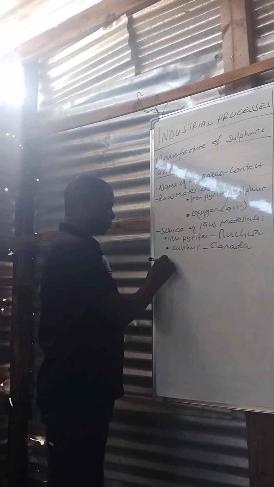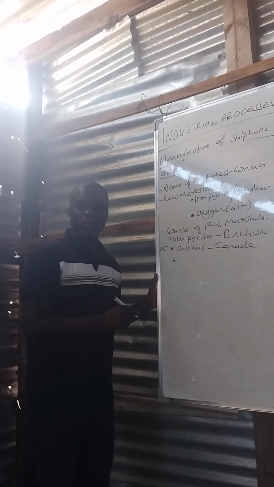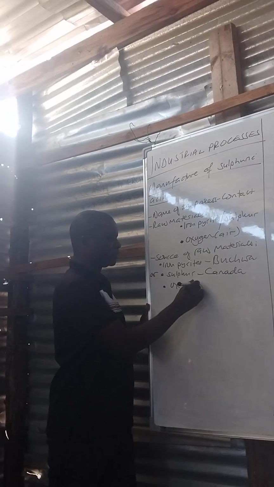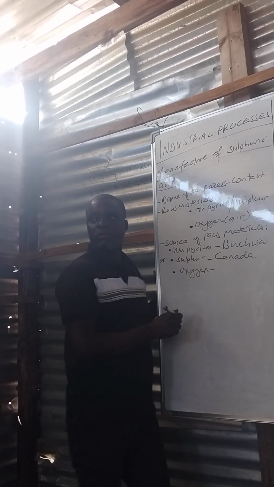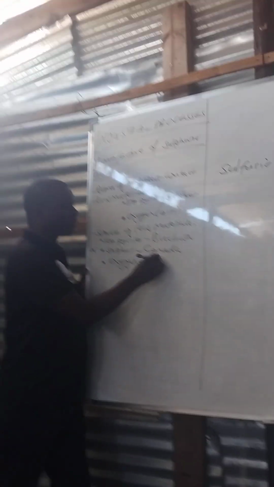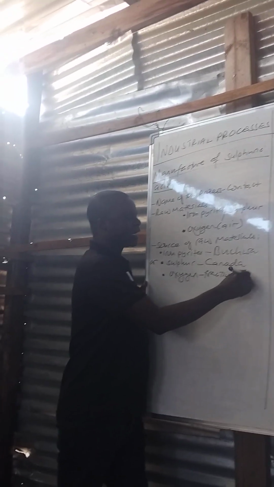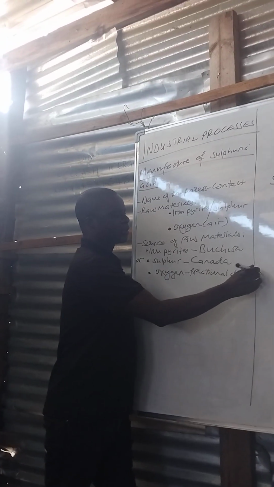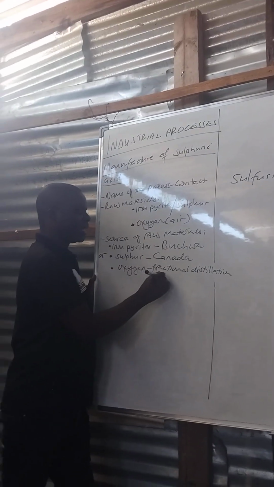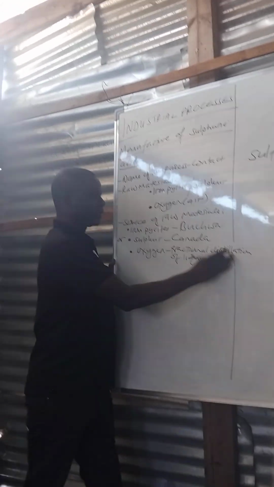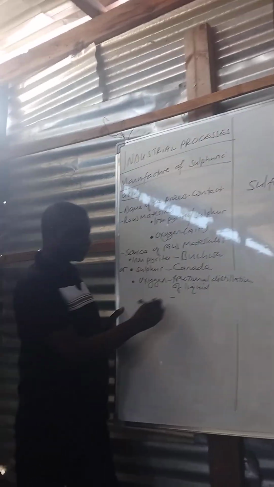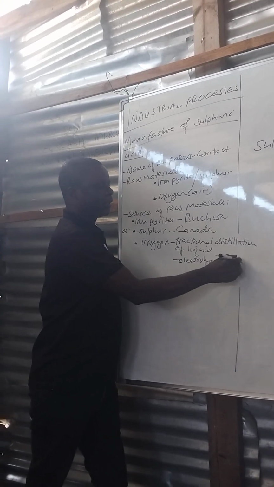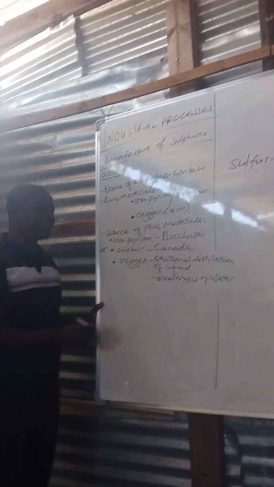Then we have oxygen. Where do we get oxygen from? There are two sources of oxygen. Fractional distillation of liquid air. What else? Electrolysis of water. These are the sources of our raw materials.